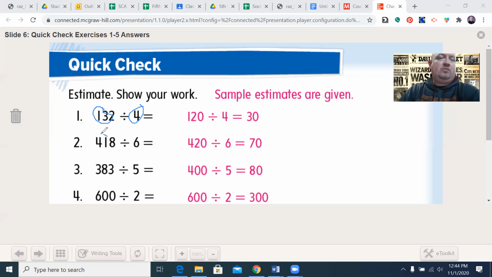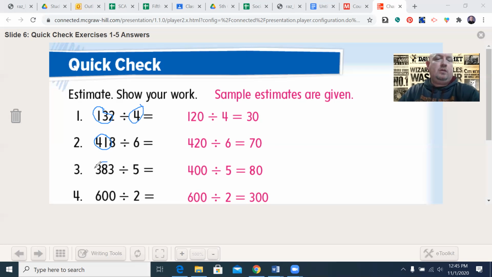118 divided by 6. Looking at these first two, we need something that 6 will go into. So as we count it up, there's 30, 36, 42. So we put the 42. We had a 3-digit dividend, so this needs to be 3 digits. So we place the 0. 420. 42 divided by 6 is 7. There's the 0. There we go.